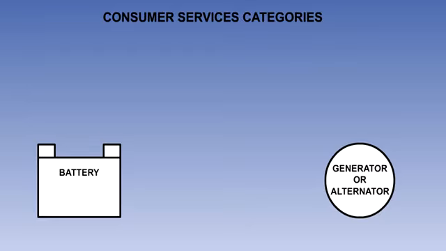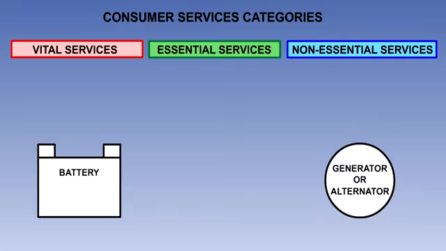In order to decide which services are fed from which busbar, it is usual to categorize all consumer services or loads by their importance. Services are usually split into three groups, known as vital, essential, and non-essential services. Vital services are those which would be required after an emergency landing. For instance, emergency lighting and the electrical operation of fire extinguishers. These services are connected directly to the battery.